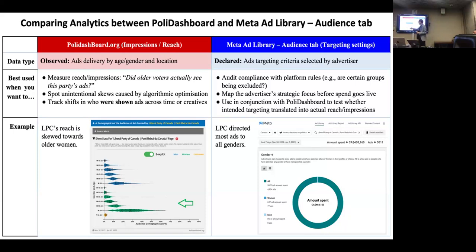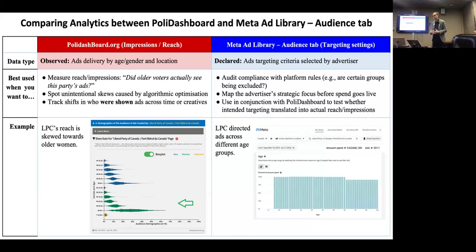But by looking at the impressions and reach, you actually understand that for the Liberal Party of Canada, the reach is really skewed towards an older population, who are more likely to vote perhaps, but also skewed towards women. Same with gender. If you look at the Meta Ad Library webpage for the audience targeting, they have some ads targeting this group, that group. So you get essentially everybody for the chart on the Meta website, almost 100% targeted by age. Not helpful, really not helpful.